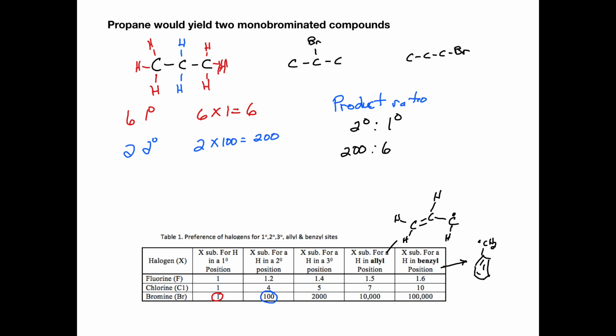All right, so you want to be able to do this for any set of compounds that are primary, secondary, and tertiary. We're going to focus just on those, but being able to determine the number of hydrogens present for each type, and then also using the selectivity values.